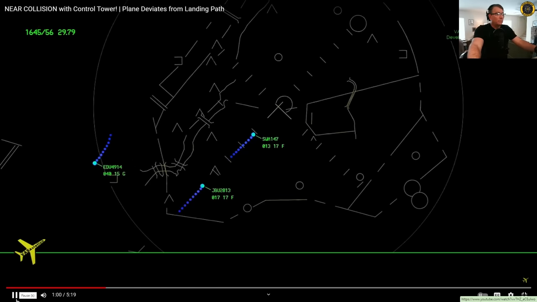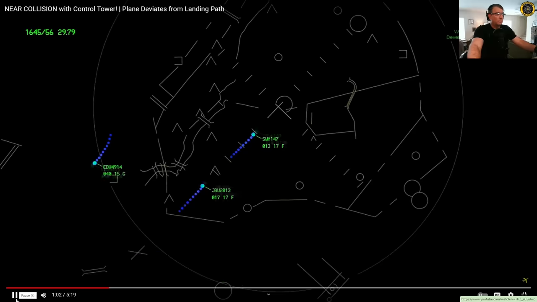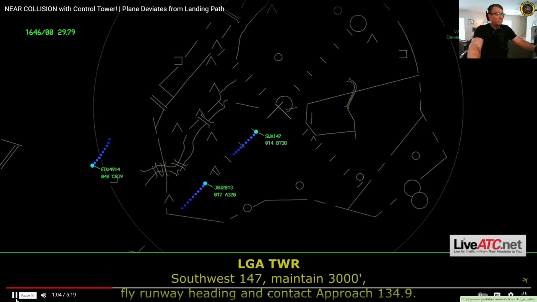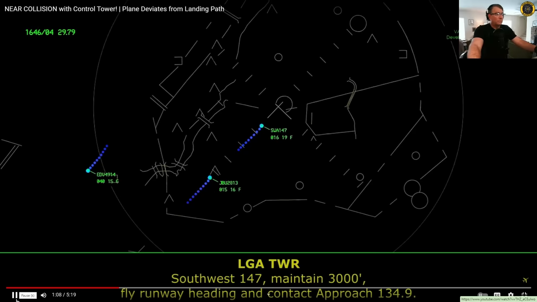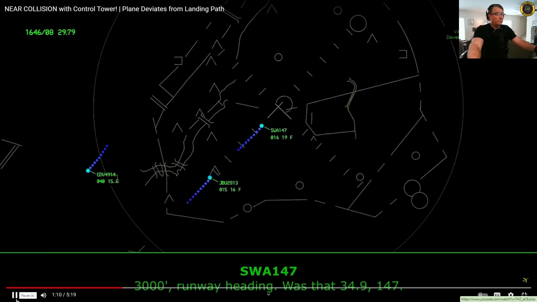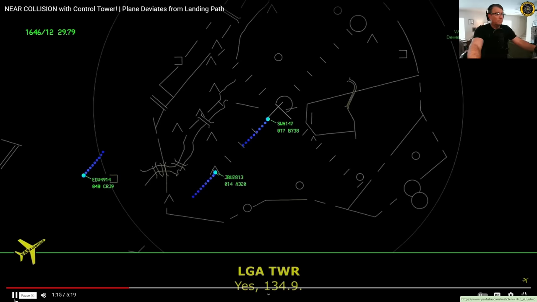Southwest 147, climb maintain 3,000. 3,000, Southwest 147. Southwest 147, maintain 3,000, fly runway heading and contact approach 134.9. 3,000, runway heading, was that 134.9, 147?